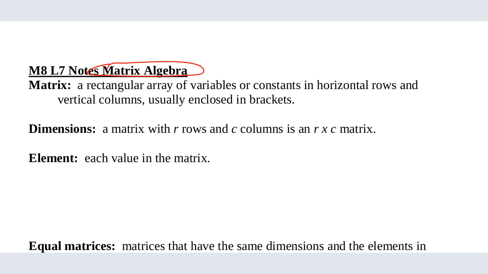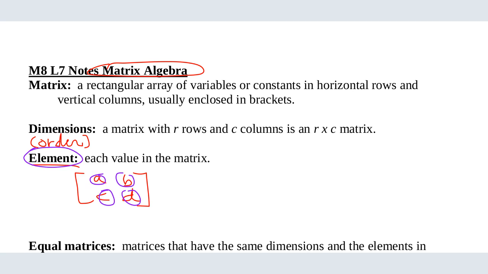So in a matrix, we have dimensions. Sometimes you might see the word order represents dimensions. Elements are the entries in each matrix. So if you had the matrix A, B, C, D, the elements are A, B, C, D.